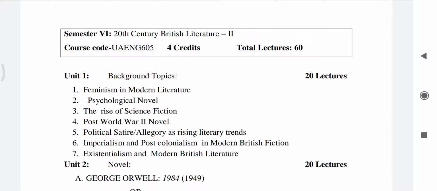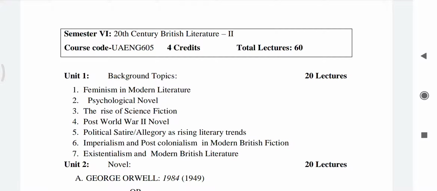As we have seen, during the 1960s the rise of feminism is reflected in most of the writings of the literature or theorists. The psychological novel is also one of the continuing features that we see in postmodernism. After the Second World War, what type of novel have we seen? The social satire, post-colonial novels, or writing against the so-called undemocratic principles, and the growing concerns with environmental issues.